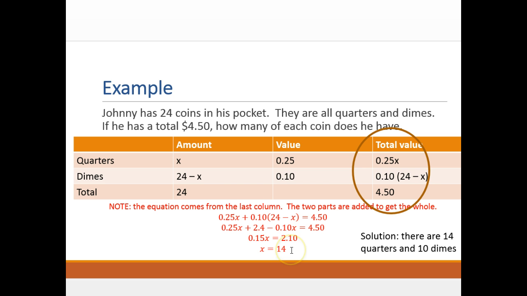So x is 14. x represents the number of quarters. I have 14 quarters. 24 minus x represents the number of dimes, so 24 minus 14 is 10. So there are 14 quarters and 10 dimes. And we can quickly do the math and add that together and find out that that should add up to $4.50.